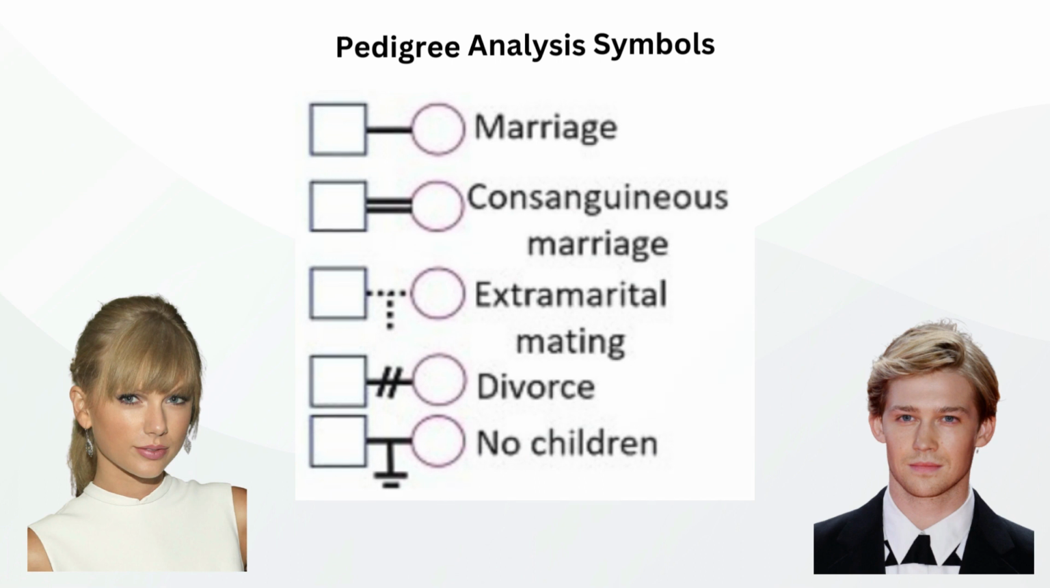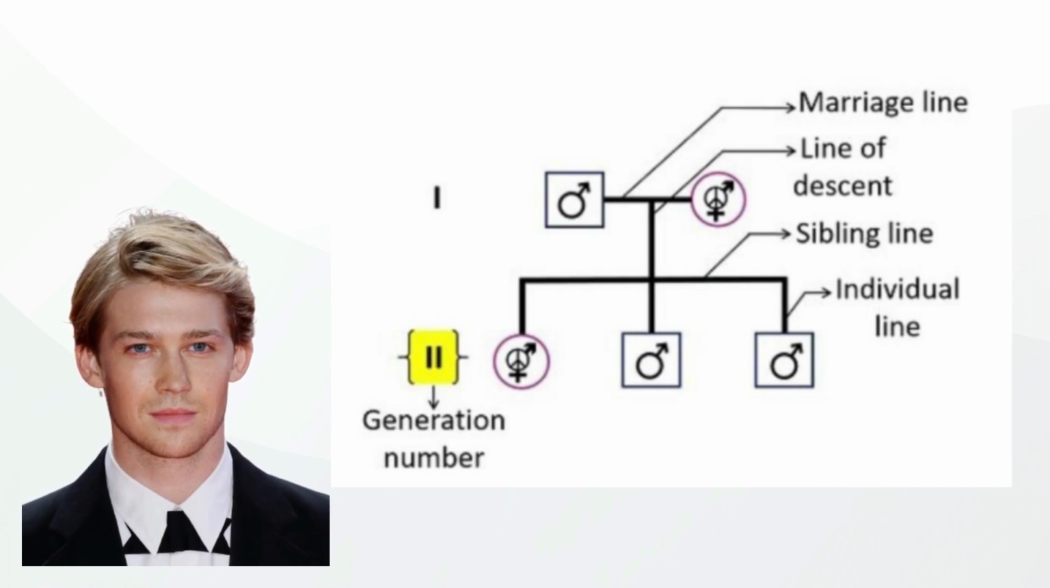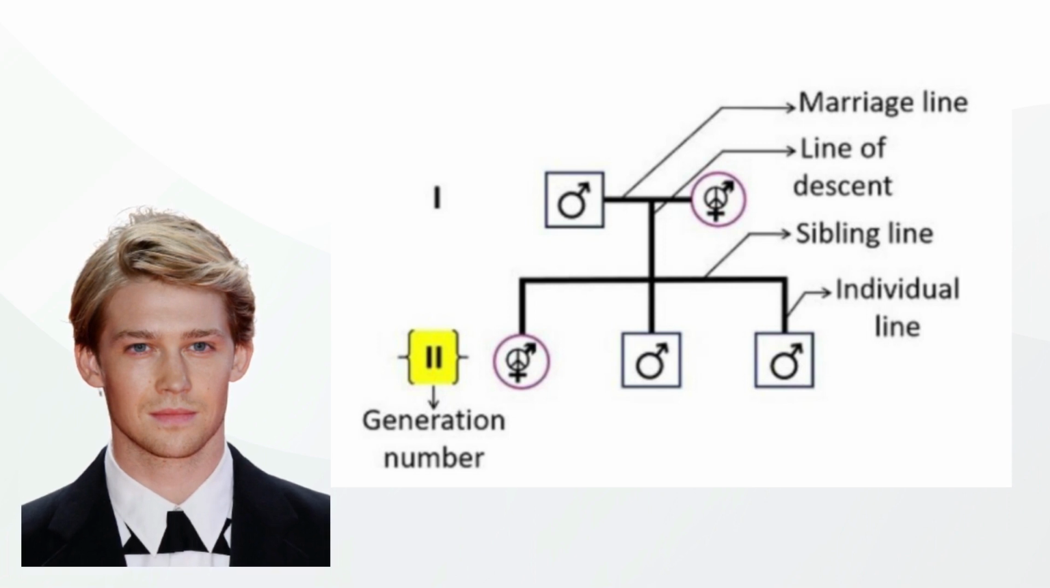divorced, and no children. To not lose track of the chart, Roman numerals are placed on the left side of the chart to indicate the number of generations, and the numbering of individuals is always done from left to right. A line between the male and female individual represents a marriage line. Then, a line of descent goes vertically downwards from a line of marriage to a sibling line. Furthermore, a line of an individual indicates offspring.